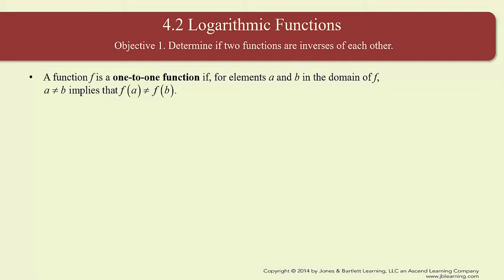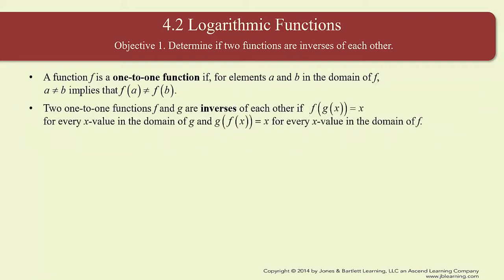And you might remember, a visual way of looking at this was called the horizontal line test. If you have a graph of a function and any horizontal line you draw intersects the graph in only one point, then we said the function was one-to-one.